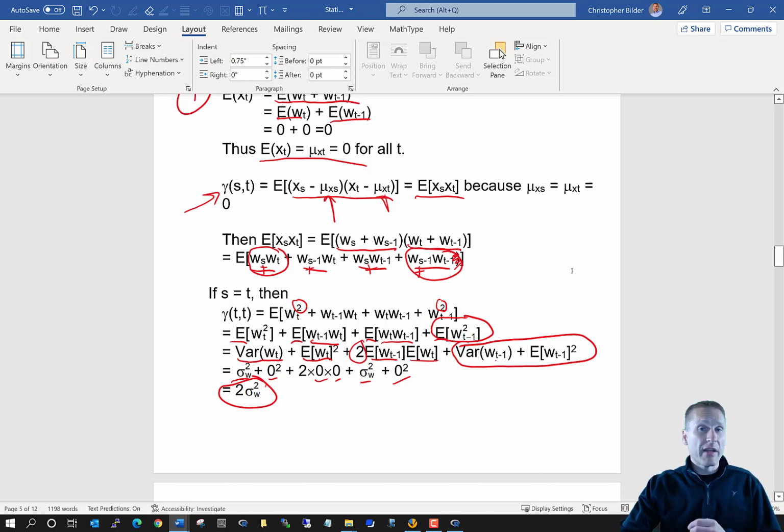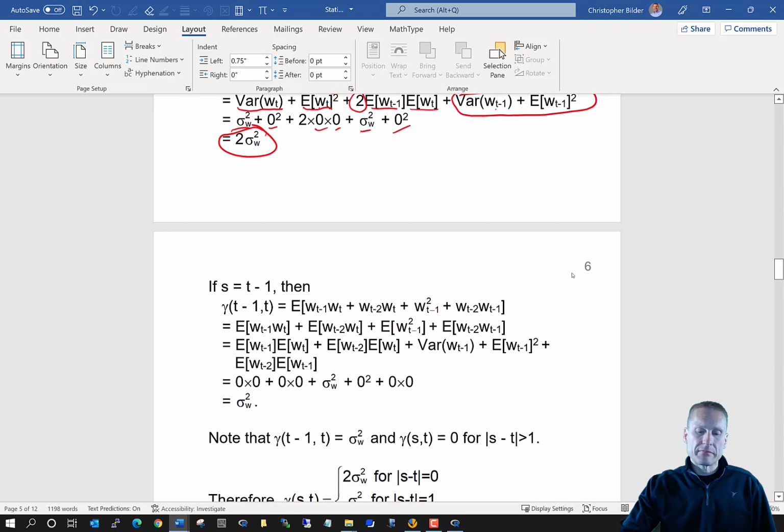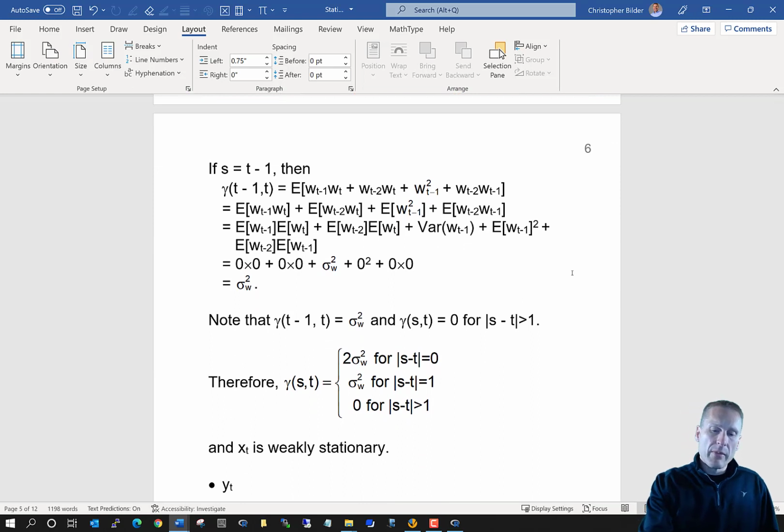Notice how this is not dependent upon what t is. So it doesn't matter if t is equal to 1, t is equal to 2, t is equal to 3. I get exactly the same thing. Well, what about if s is equal to t minus 1? So wherever I saw an s before, I'm going to put in a t minus 1. And so now I'm looking for the autocovariance function at x of t minus 1 and x of t.